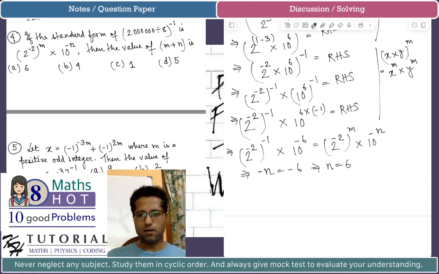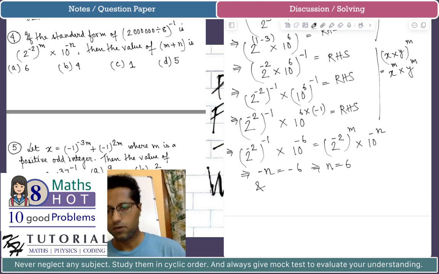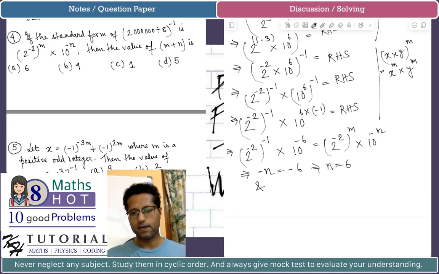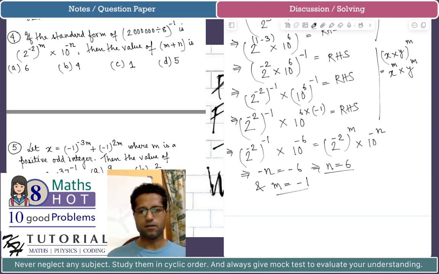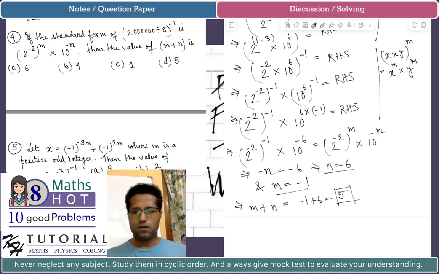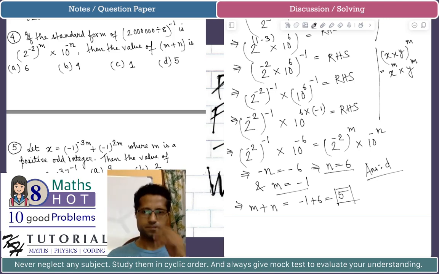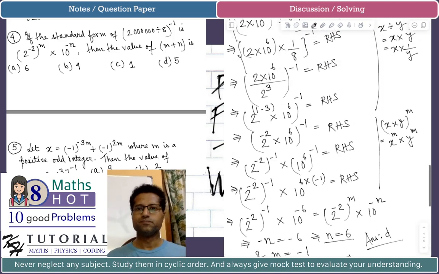Also, if we equate the power of 2 to the power minus 2, we can say that m will be equal to minus 1. So we got n equals to 6 and m equals to minus 1. So this implies m plus n will be equal to minus 1 plus 6, which is equal to 5. So 5 is the value of m plus n and the correct choice is D. Okay.